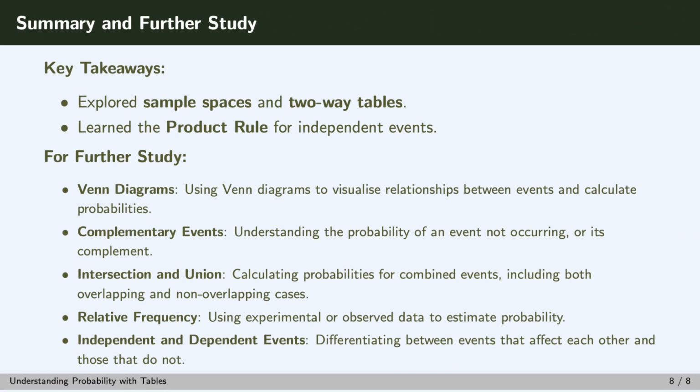Today we covered sample spaces, two-way tables, and the product rule, 3 powerful tools to make sense of probability. For those who are feeling inspired, here are a few topics for further study. Complementary events, or the probability of something not happening, intersections and unions for combining probabilities, relative frequency using observed data, and independent versus dependent events where one event might affect another.